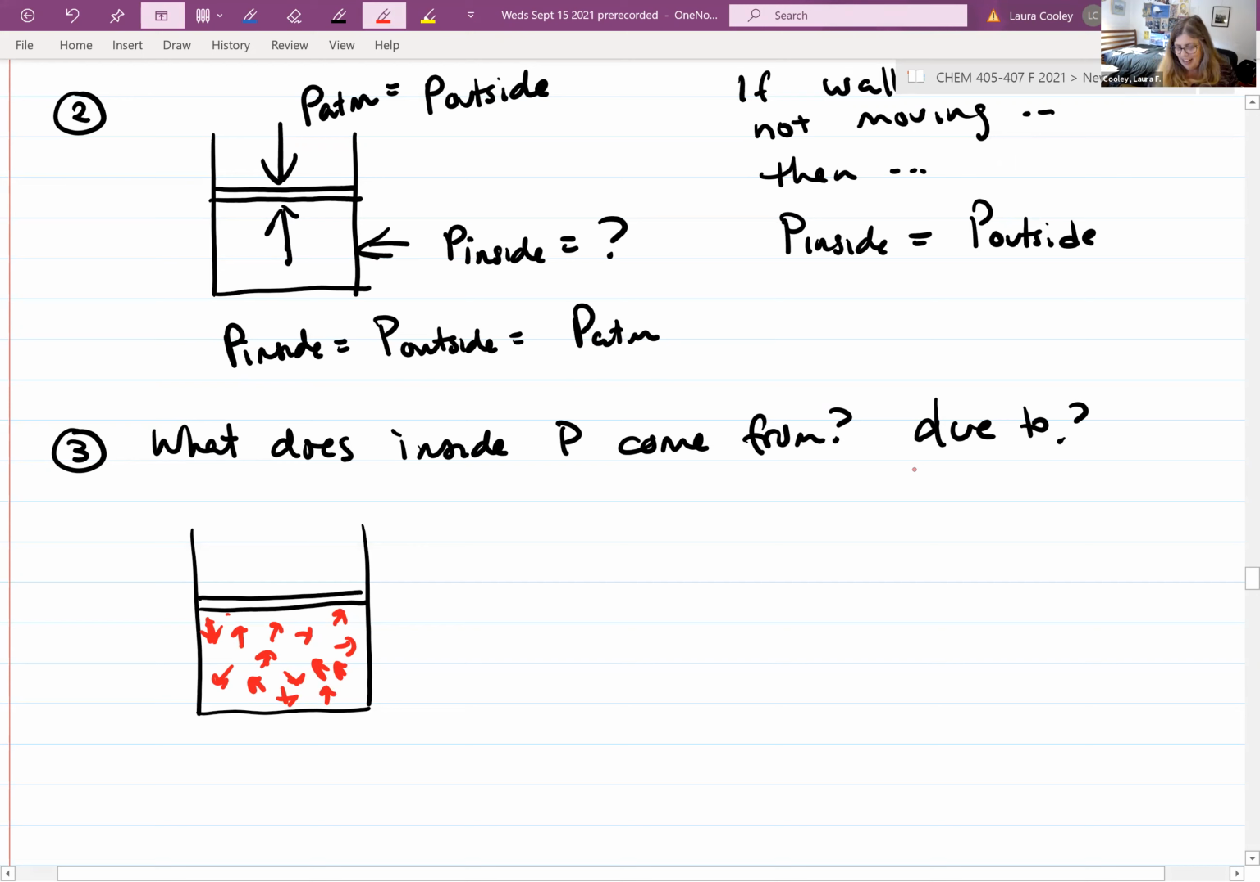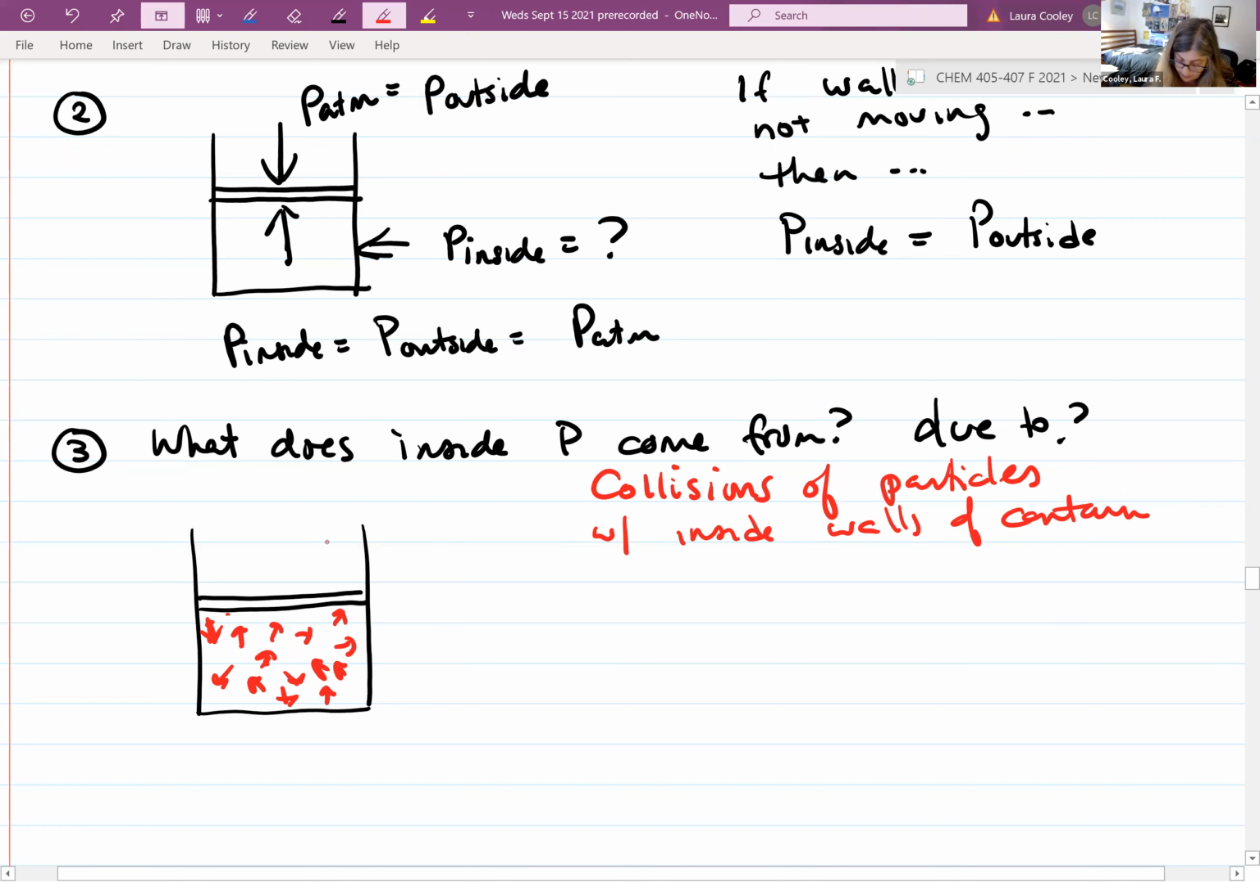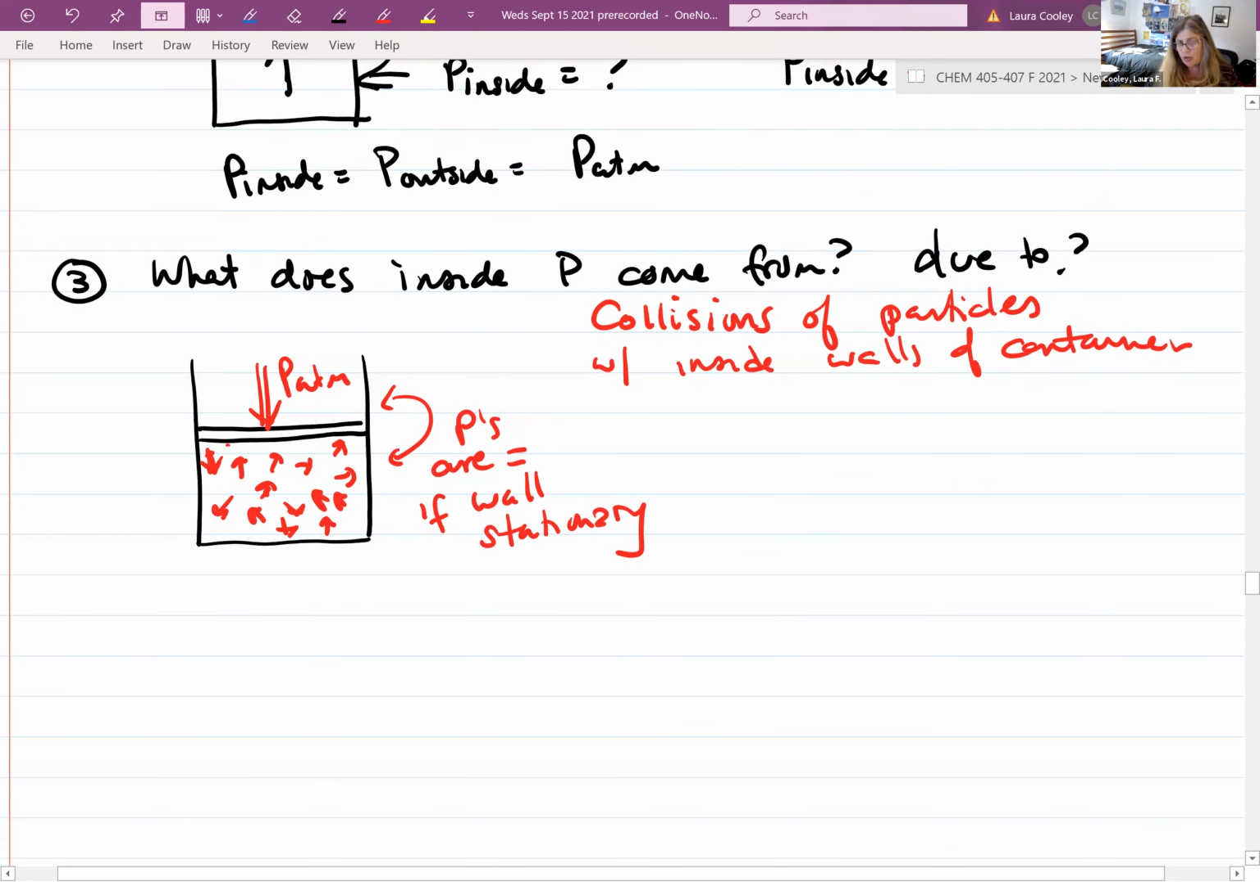Okay. And so what is the pressure due to? It's due to collisions of the molecules or the particles with the walls of the container, the inside walls. And if the wall is not moving, then the pressure inside and outside, these pressures are equal if the wall is stationary, not moving. Okay, so I'm just setting it up now. I haven't done any heating or cooling yet.